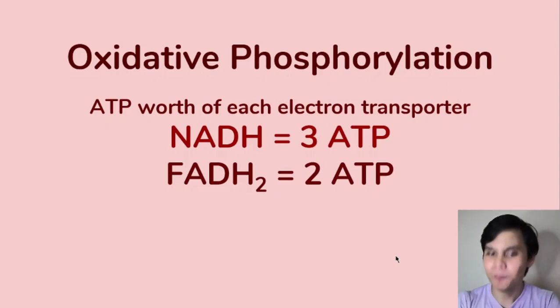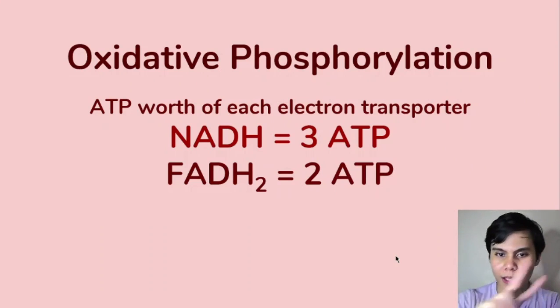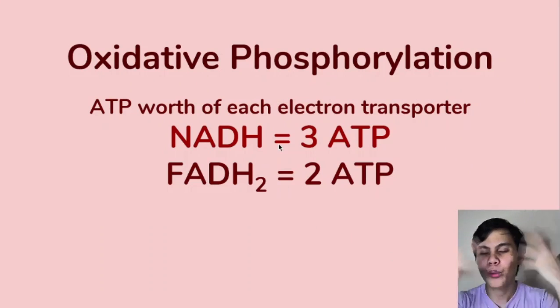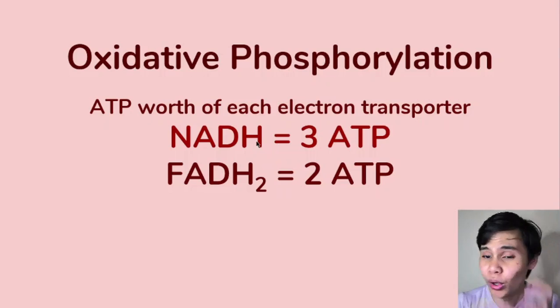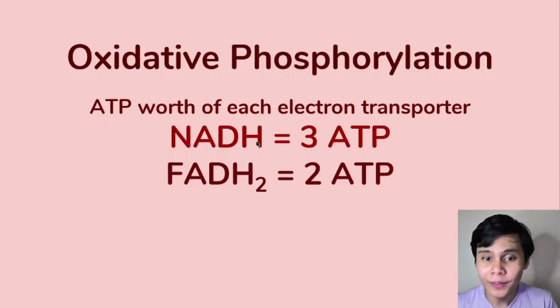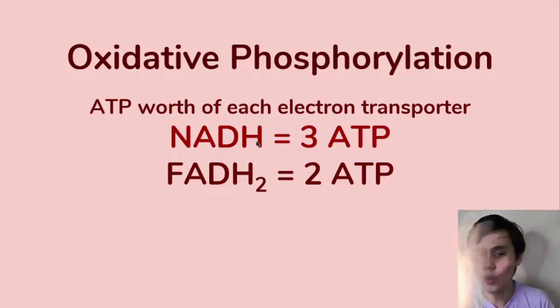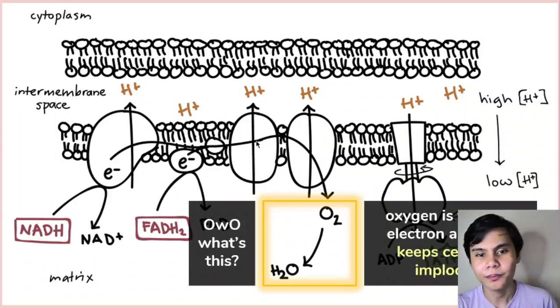So there are two types of electron transporters, and they have different equivalents of ATP. NADH is more efficient, so it can make 3 ATP. FADH2 can only make 2 ATP. Okay, so just remember that one of them is more efficient than the other.